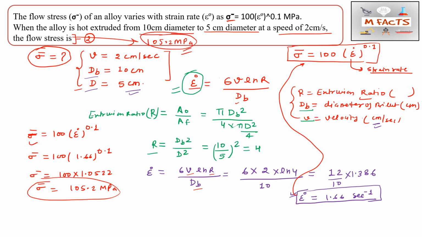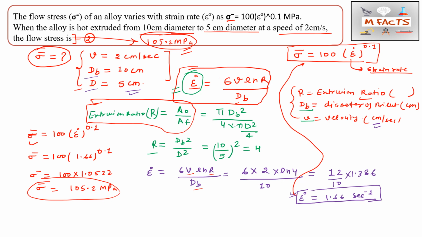So I hope you understood the concept behind this question. This formula is very important. The extrusion ratio itself is important, because they can ask a 1 mark question from this extrusion ratio only. And this flow stress equation is also very important, because we need to find this epsilon dot first, put it into the equation, and then find the flow stress. So the answer is 105.2 MPa.